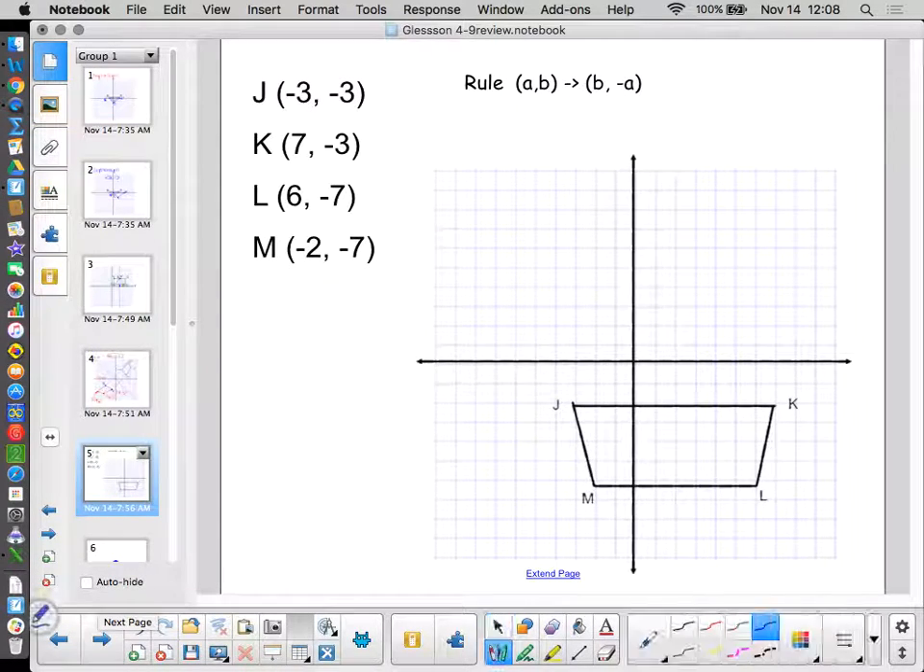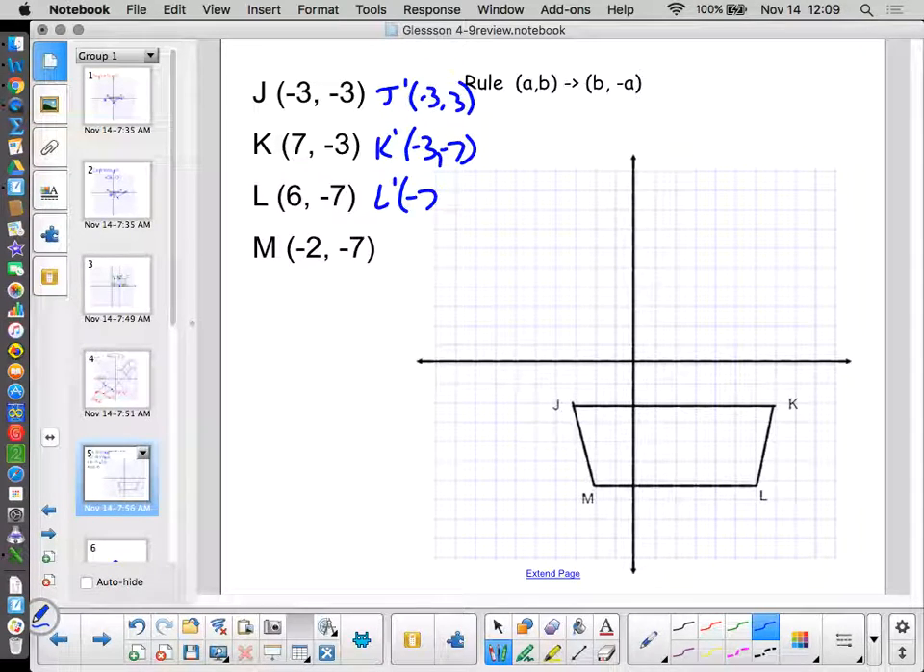And again, using the 270 rule, I can very quickly find J primed. We switch A and B to B and negative A, so negative 3, 3. Where would K primed be? The B, negative 3 comes first, and then the opposite of A. L primed is going to be at B, opposite of A. And M primed is going to be at B, opposite of A.